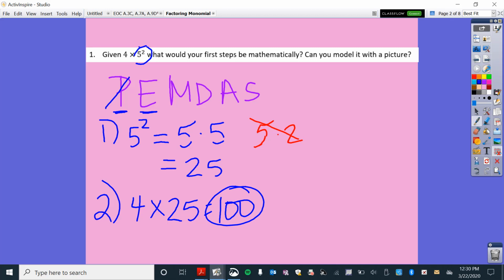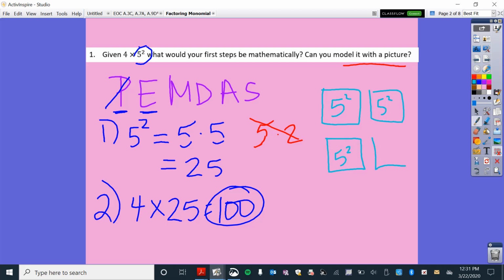Okay, so now that we've solved it mathematically, they want to know, can you use a model? Now our model is going to be blocks. Can we use blocks to model it? So we want to do 5 to the second power, multiplying it by 4. So we're going to have our 5 to the second power, and we're going to have it 4 times. That's what that's saying. So I'm going to take 5 to the second power, and have another 5 to the second power, another one, and another one.